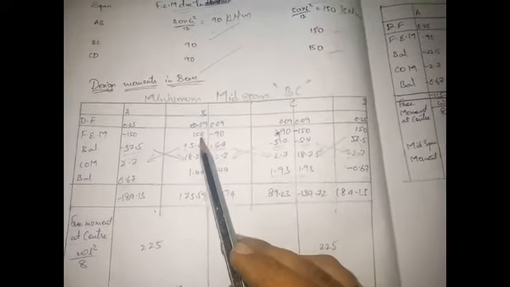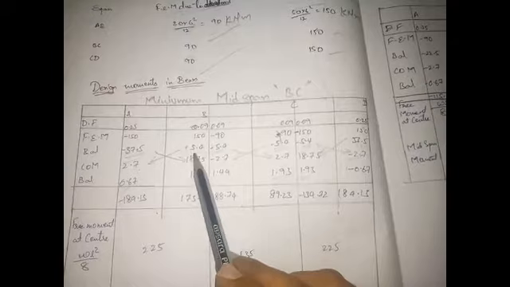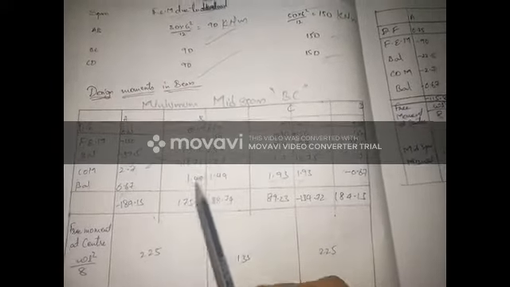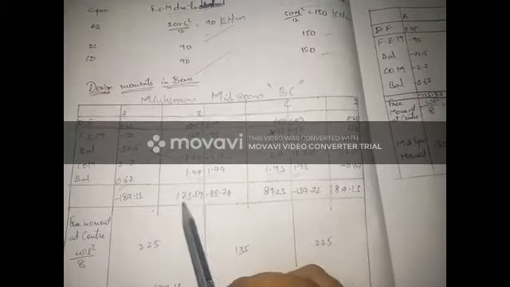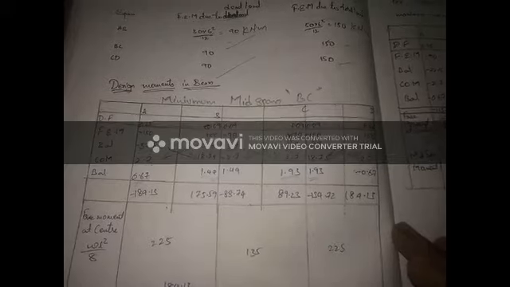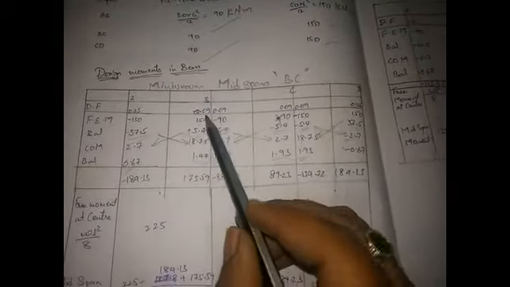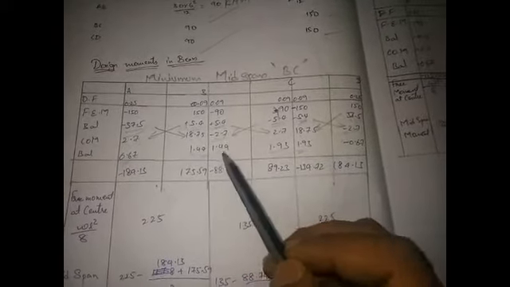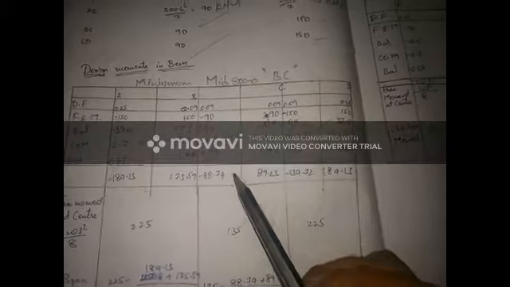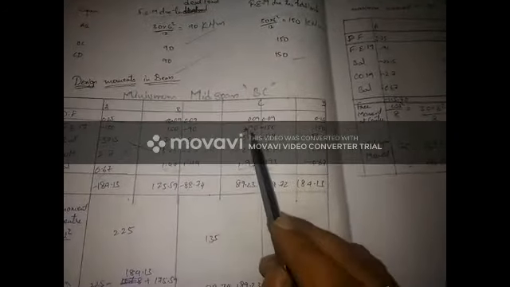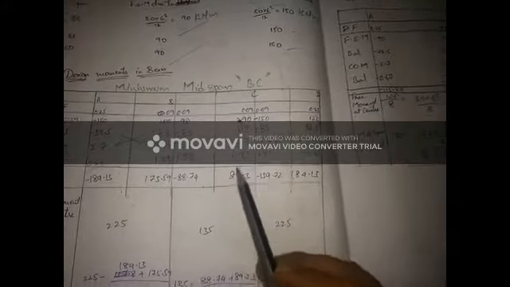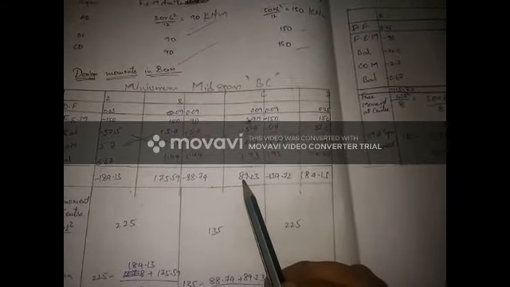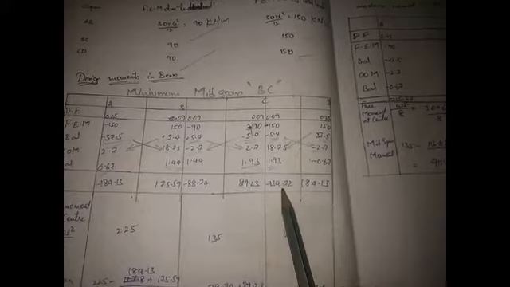Similarly, for joint B, that is the BA member, 150 plus 150 plus 5.4 plus 18.75 plus 1.44, that is 175.59. Now BC it is minus 90 plus 5.4 minus 2.7 plus 1.14, it is minus 88.74. Similarly for CB, it is plus 90 minus 5.4 plus 2.7 plus 1.93, and that is 89.23. So for CD it is minus 134.72, for DC it is 184.13.